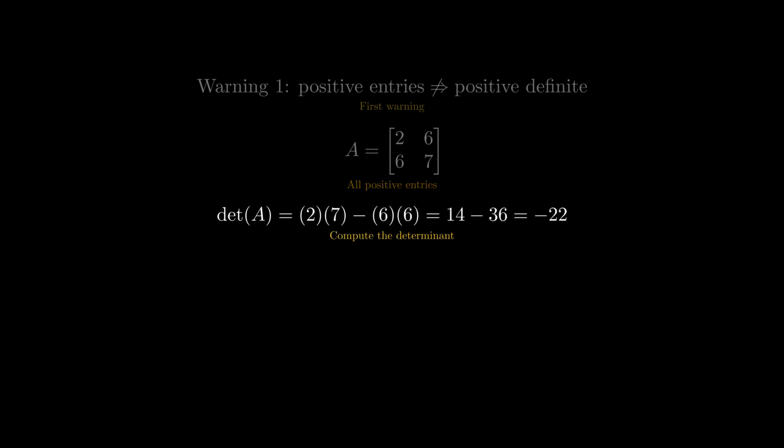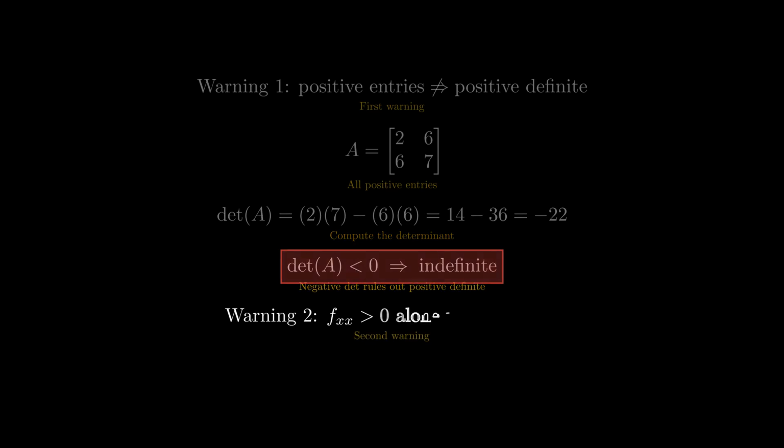Two important warnings before we move on. First warning, having all positive entries in your matrix does not mean it is positive definite. Consider the matrix with 2 and 6 on the top row and 6 and 7 on the bottom row. Every entry is positive, yet the determinant is 2 times 7 minus 6 times 6, which is 14 minus 36, equal to negative 22. A negative determinant means the matrix is indefinite, not positive definite.